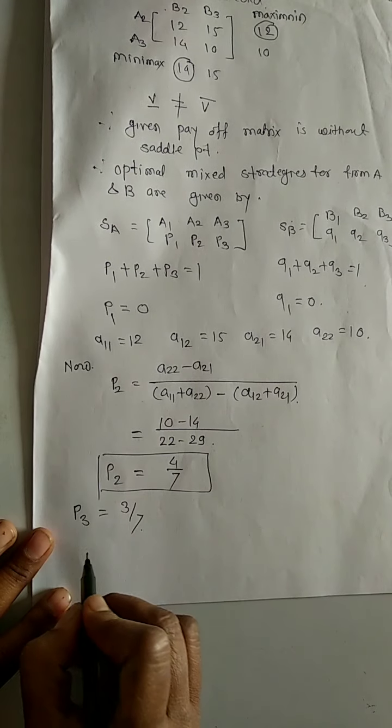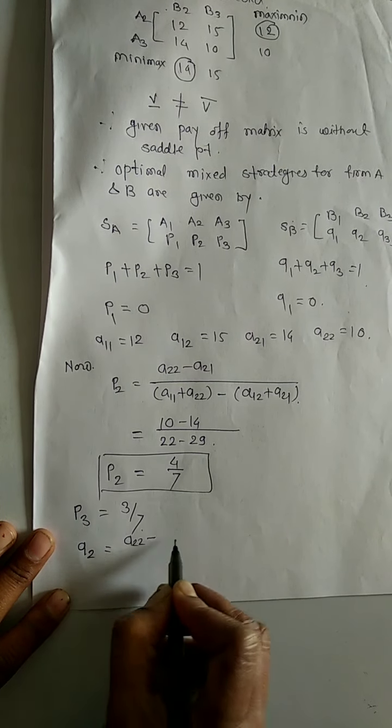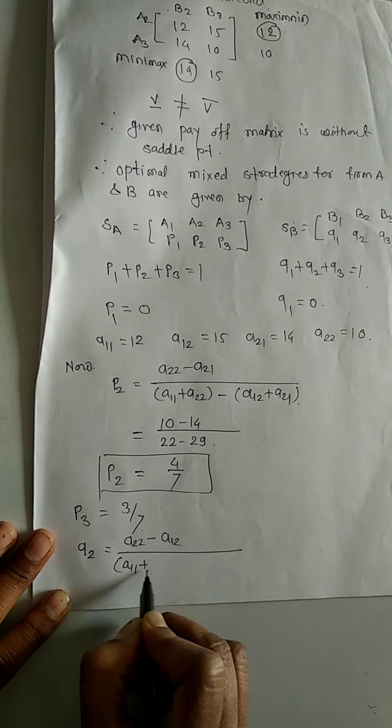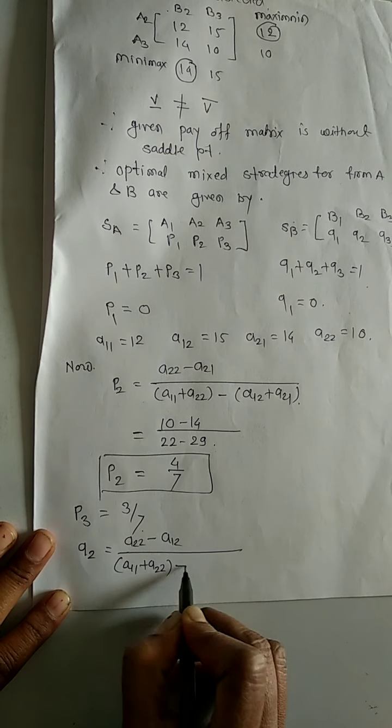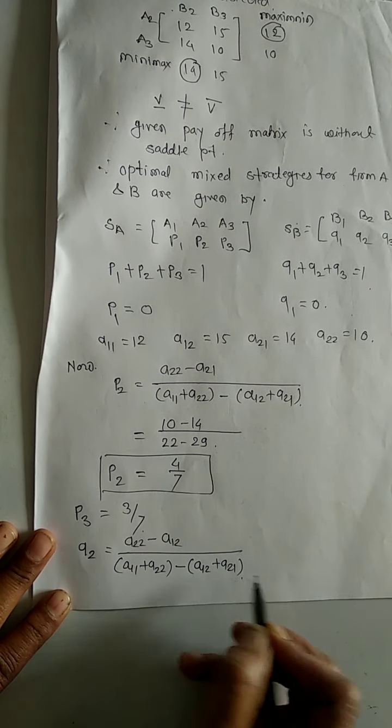Then write the formula for Q2. Here Q2 is equal to A22 minus A12 upon A11 plus A22 minus A12 plus A21.